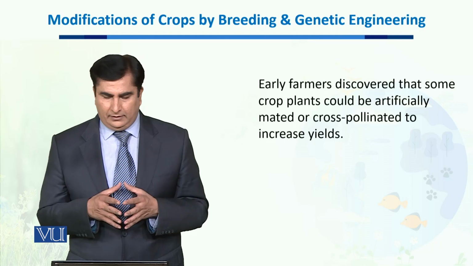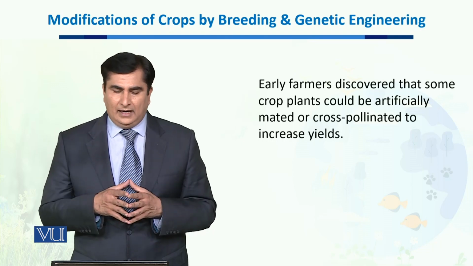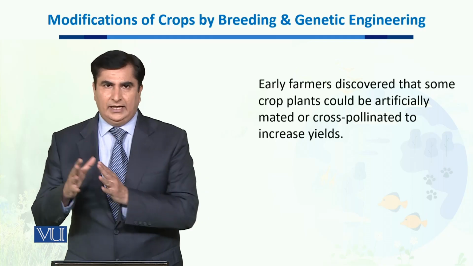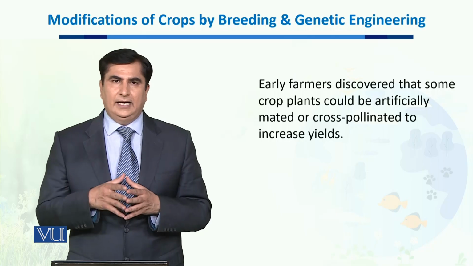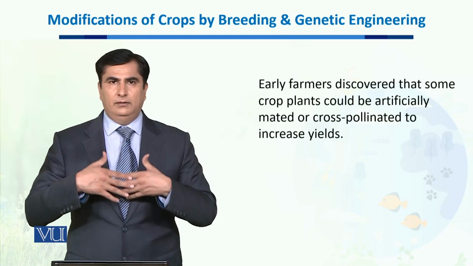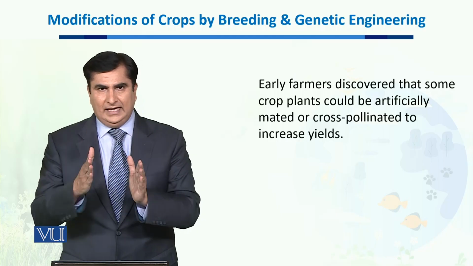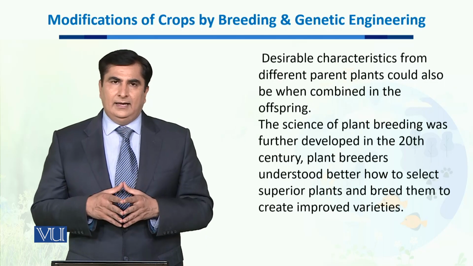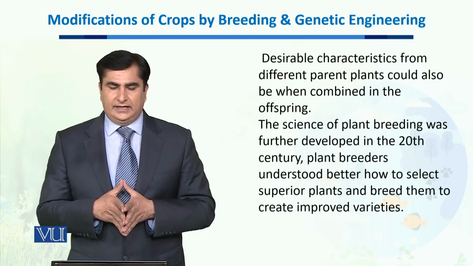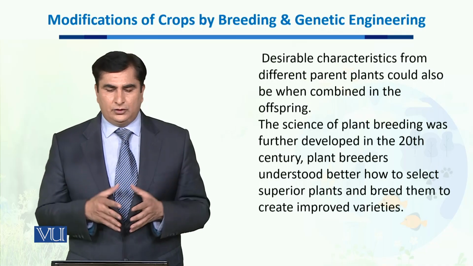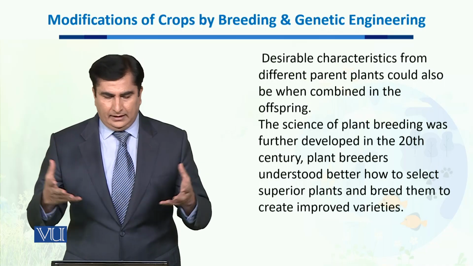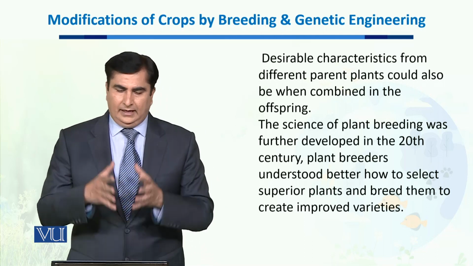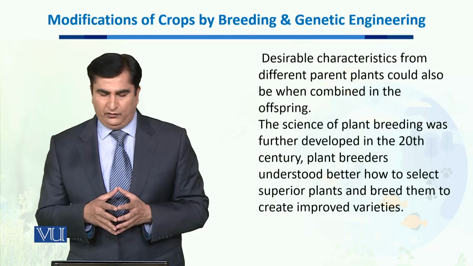Early farmers discovered that some crop plants could be artificially mated or cross pollinated to increase their yield, so that more yield can lead to the feeding of more people with less agriculture costs. Now, other than this, desirable characteristics from different plants can also be combined using this modification of crops by breeding and genetic engineering. This can be combined into new offsprings.